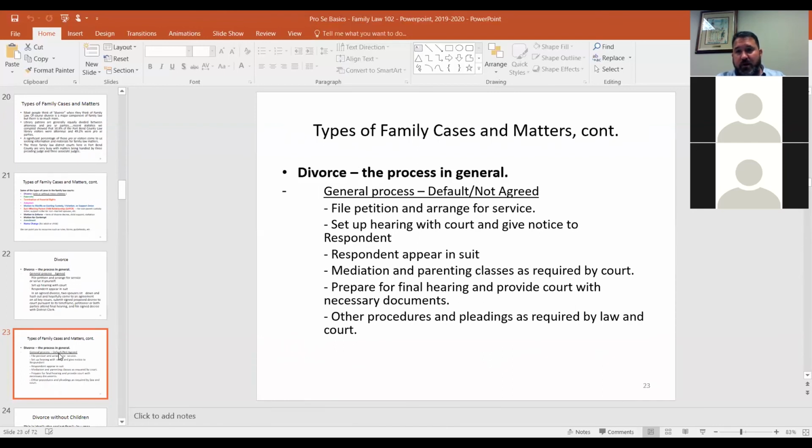Then there's divorces where it's not necessarily agreed. The terminology used often is a default divorce, but I will also call it a not agreed divorce, where it's a little more of an arm's length process. A lot of the same things are going to be the same. There's going to have to be a hearing, but there might be some other things that need to occur before then. There might be discovery that goes on before that. There might be mediations, things of that nature. So there's a lot of different things that might occur in this type of case.